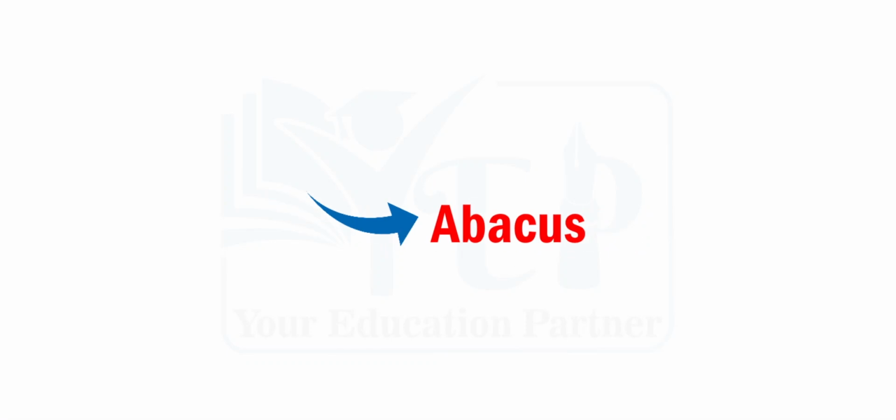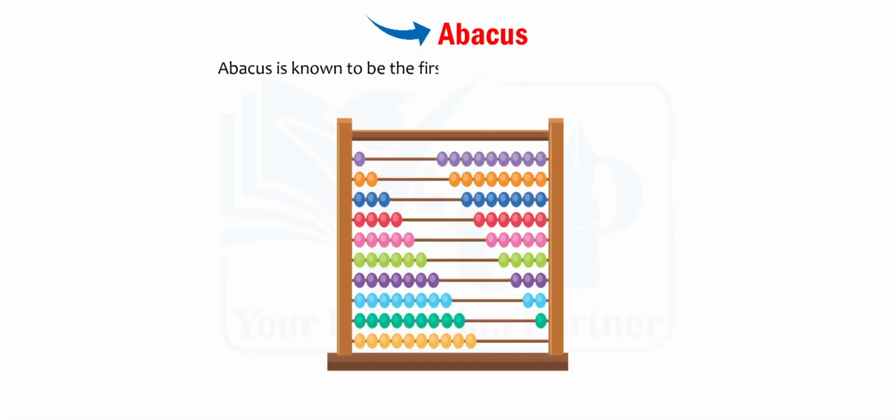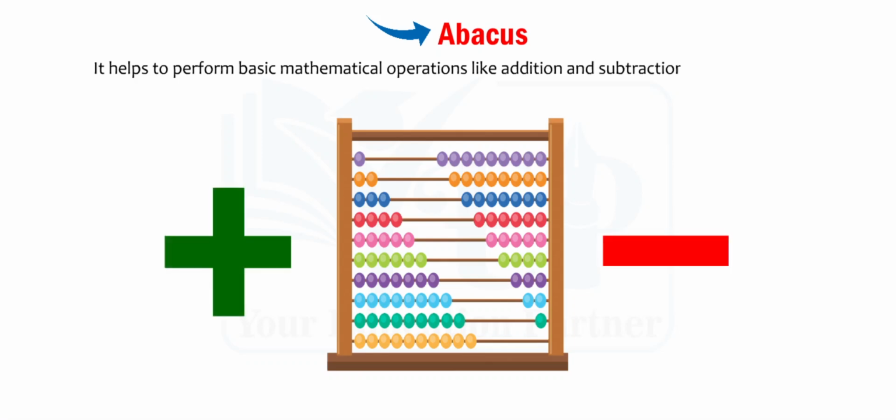Students, first let us talk about the abacus. The abacus is known to be the first mechanical calculating device. It helps to perform basic mathematical operations like addition and subtraction in an easy and quick way.